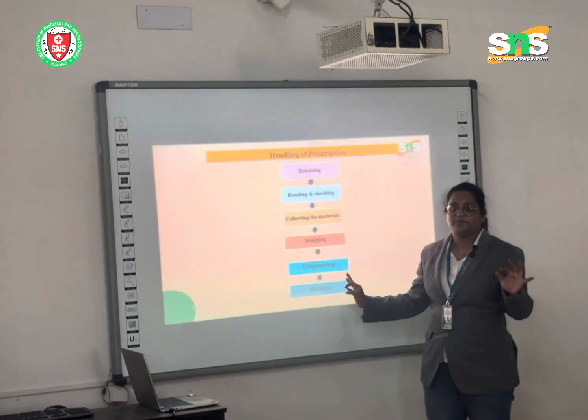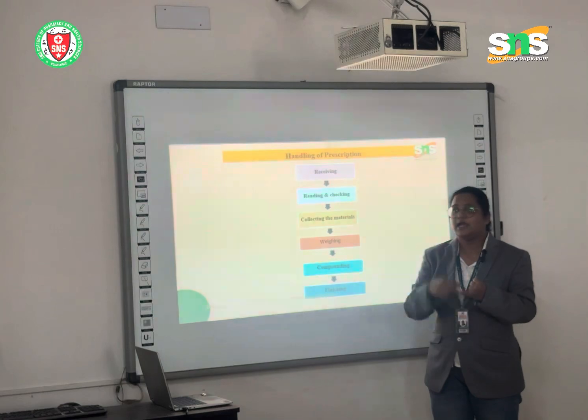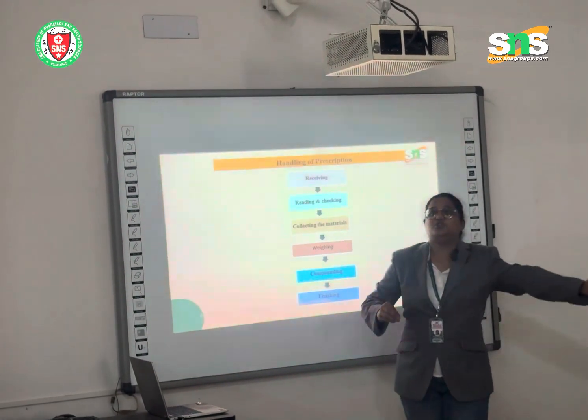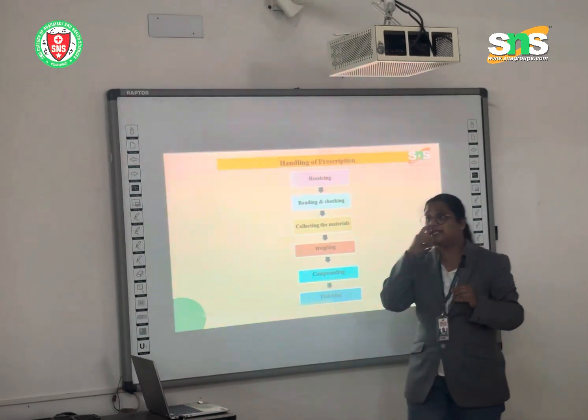finishing. After that, you need to finish, wind it off, like labeling, packaging, and you have to distribute to the patient. This is the whole scenario going on.